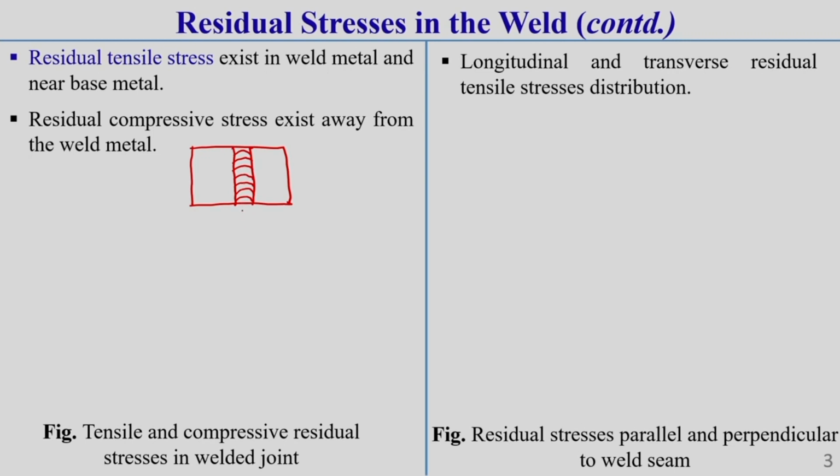So here you see, this axis represents the distance and this axis represents the stress. What we observe is that it is tensile in nature along the weld zone and near the welding zone region. That zone is subjected to shrinkage force during the cooling cycle, so it is subjected to tensile stress.